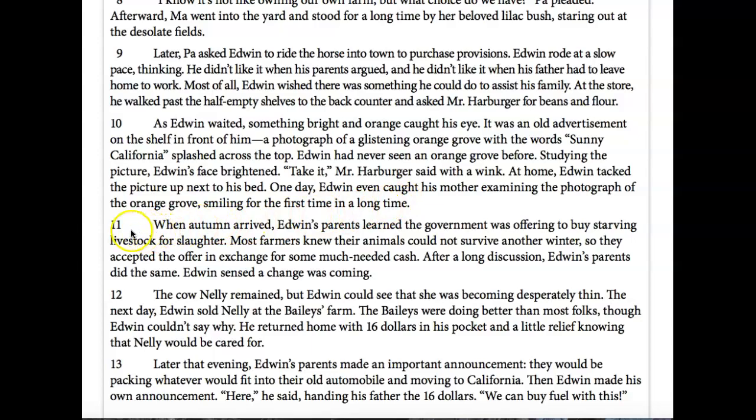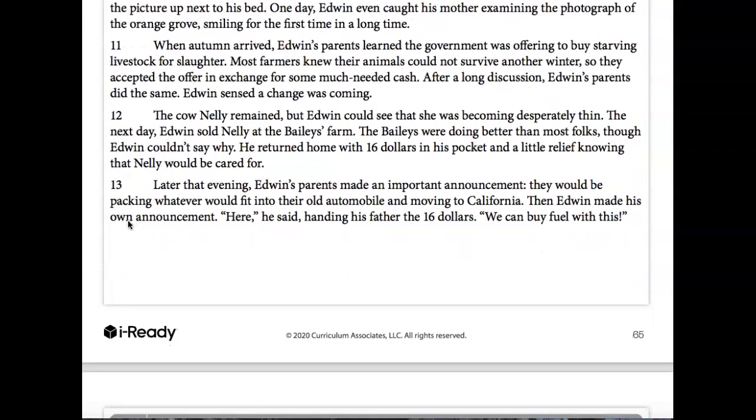All right, number 11. When autumn arrived, Edwin's parents learned the government was offering to buy starving livestock for slaughter. Most farmers knew their animals could not survive another winter, so they accepted the offer in exchange for some much-needed cash. After a long discussion, Edwin's parents did the same. Edwin sensed a change was coming.